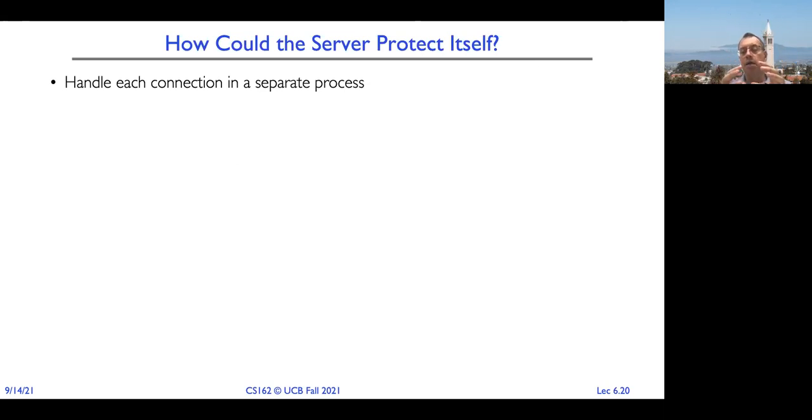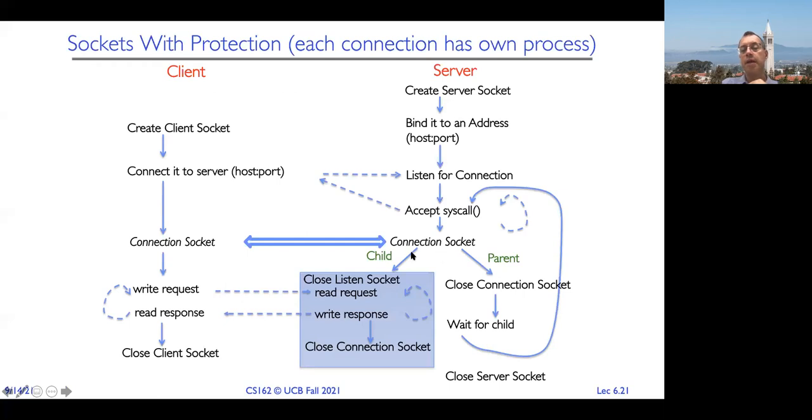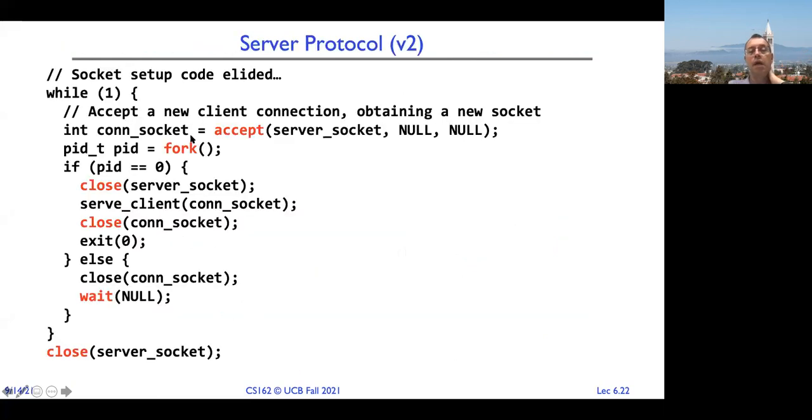You can run that code in a separate process. You remember processes are a unit of protection, right? Processes are protected from each other. So in this particular case, the accept syscall creates a connection socket, and then you create a child and answer the client in the child, while the parent doesn't do anything. It maybe waits for the child to finish. So this is the code on the server side; not all the code, only the while loop.